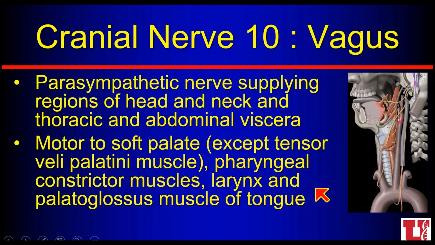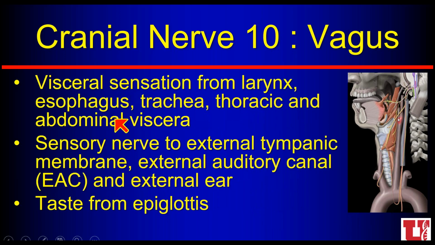So the larynx is very important for the vagus nerve. We also have visceral sensation. So there's sensation from all these structures, including the thoracic and abdominal viscera that come up, and sensory to the external auditory canal and the external portion of the tympanic membrane. And there's a little bit of taste actually from the epiglottis and the vallecula that we think about traveling along with 10.